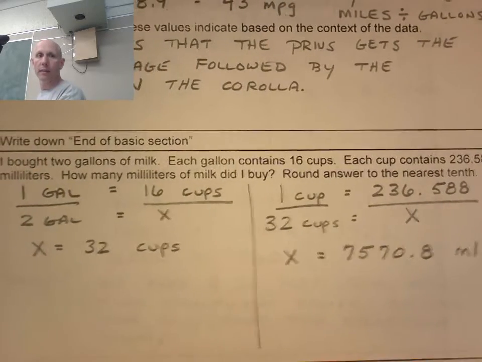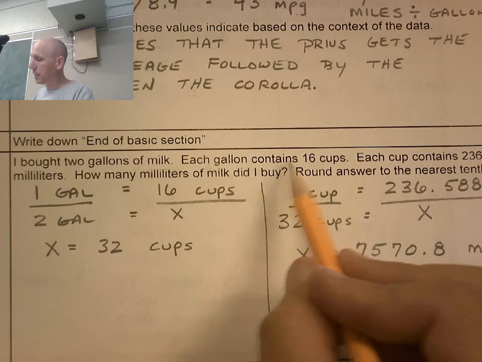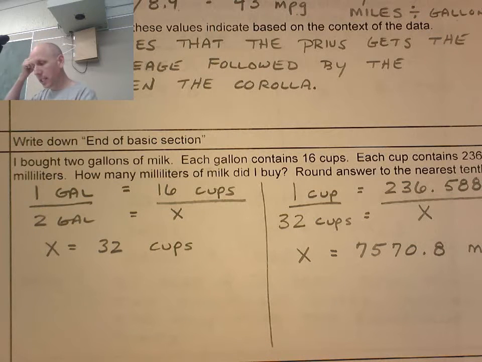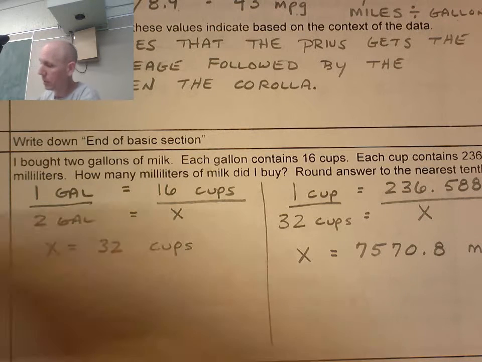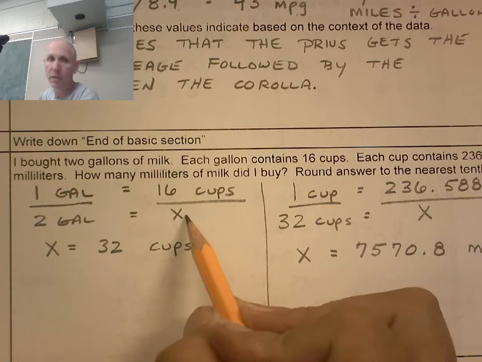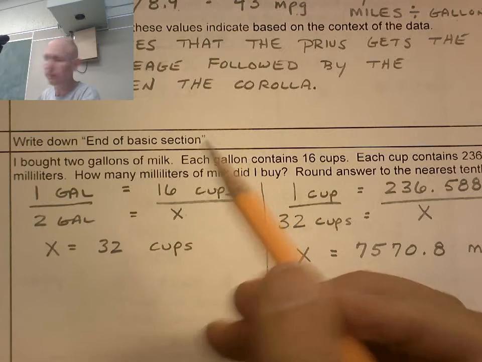Let's see. I bought 2 gallons of milk. Each gallon contains 16 cups. Each cup contains 236.588 milliliters. How many milliliters of milk did I buy? Round the answer to the nearest tenth. Okay, so I know that 1 gallon is 16 cups. So 2 gallons is going to be what? 32 cups. Cross, multiply, and divide.